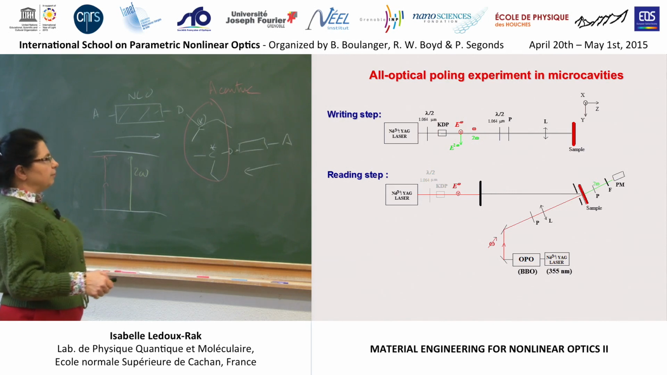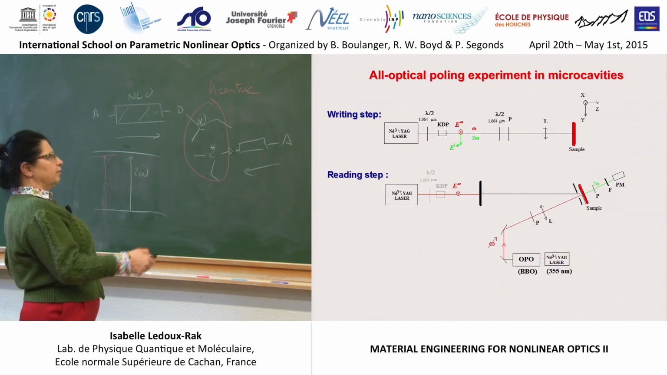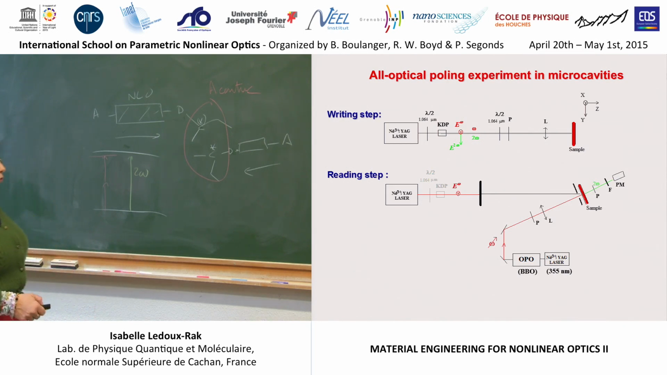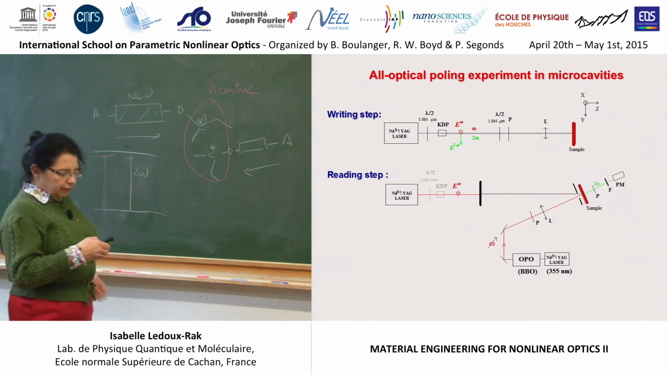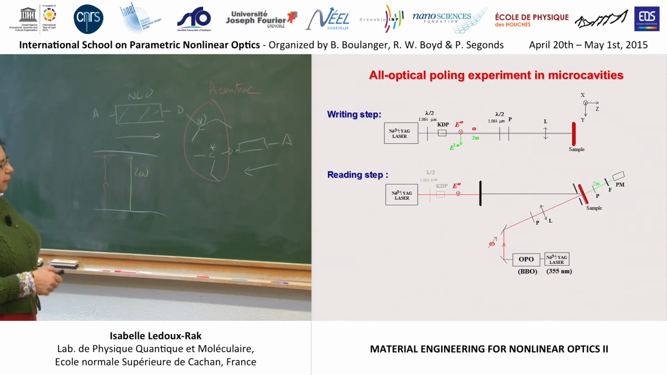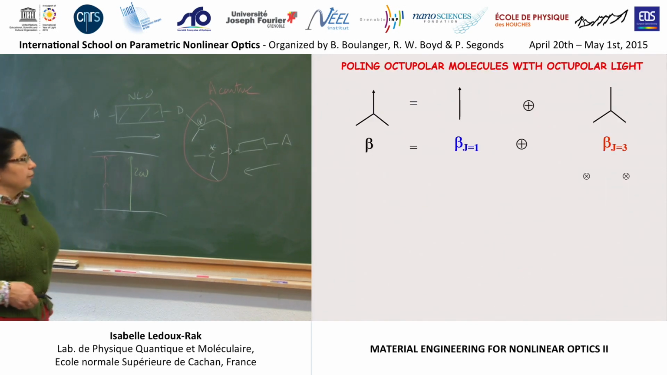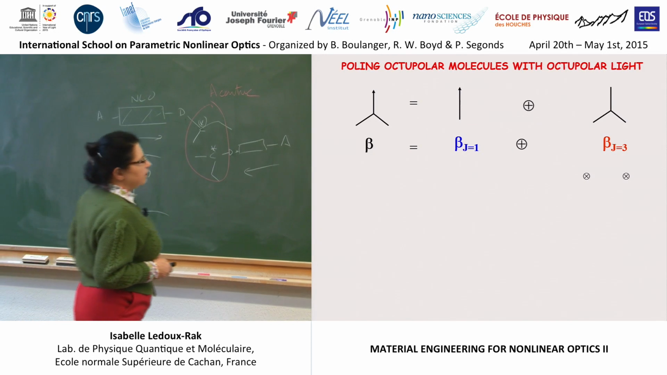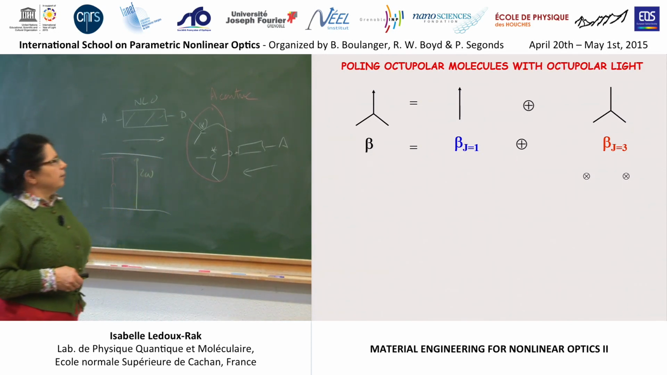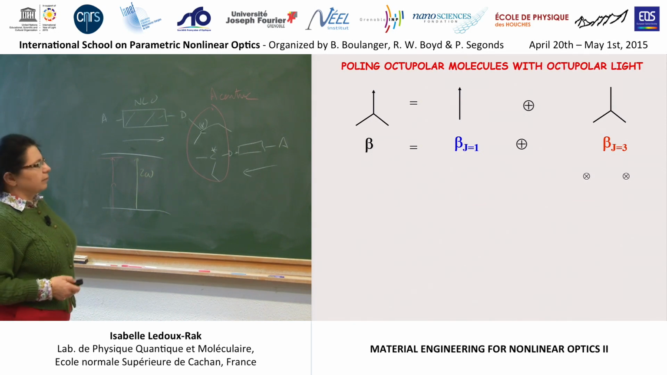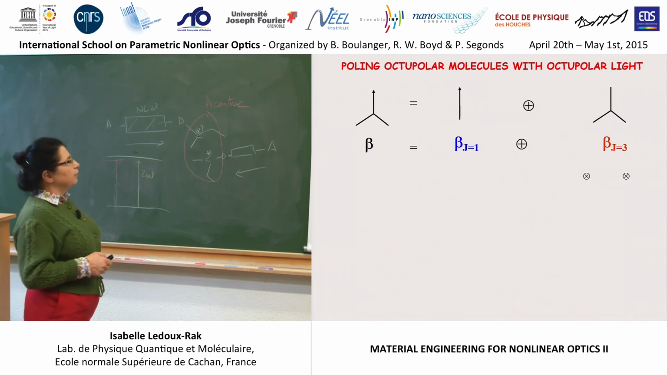And the writing step is only done by either using the same wavelengths as used for writing, or you can use some other wavelengths from an OPO, for example, to obtain a second harmonic signal. And of course, polarization analysis is very important. So to summarize, in this scheme we can pole dipolar molecules, but we can also orient octupolar molecules.